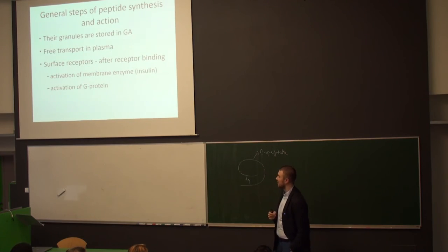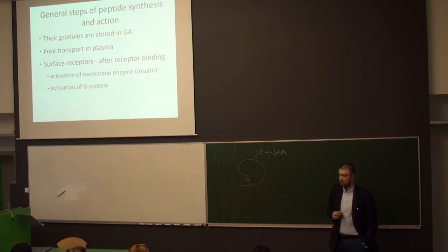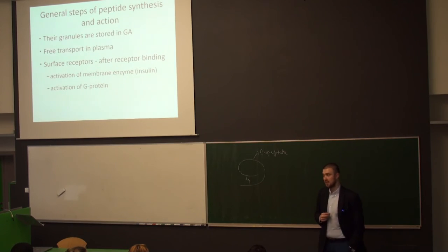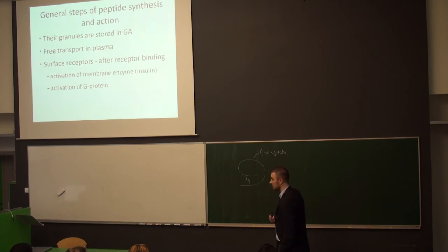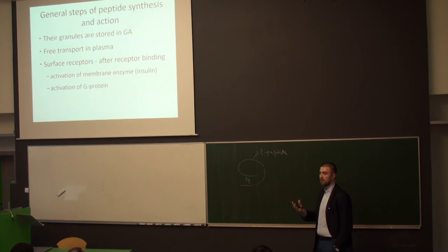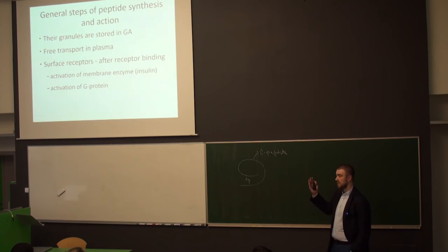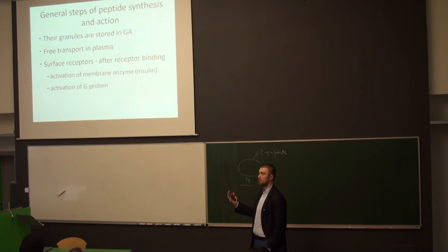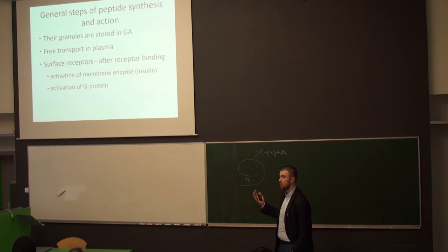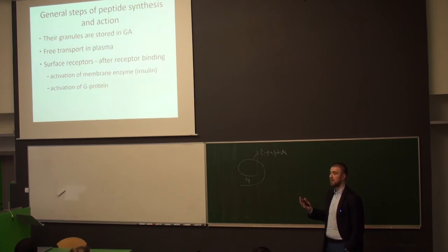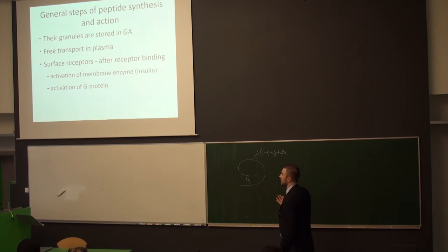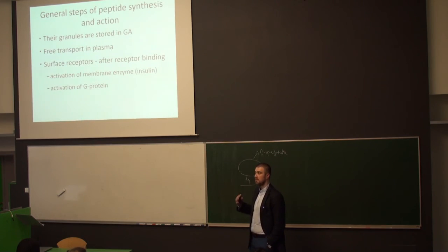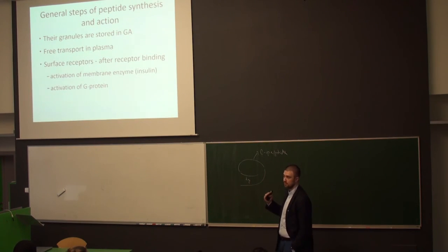Now we come to the secretory granules. Peptide hormones you typically store inside a cell. You can visualize them, so you can, for example, see insulin secretory granules. And these granules wait for the signal for the secretion to the blood. Once these proteins are inside the blood, they can be typically freely transported in the plasma, since they are hydrophilic. And since they are hydrophilic, they must have surface membrane receptors.